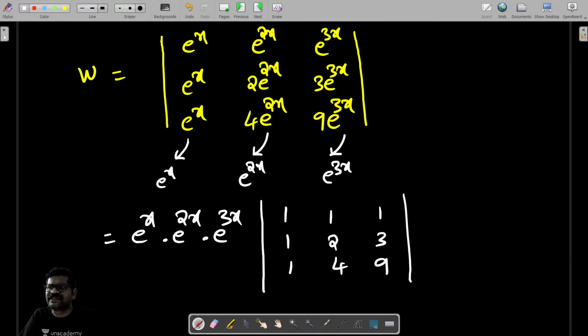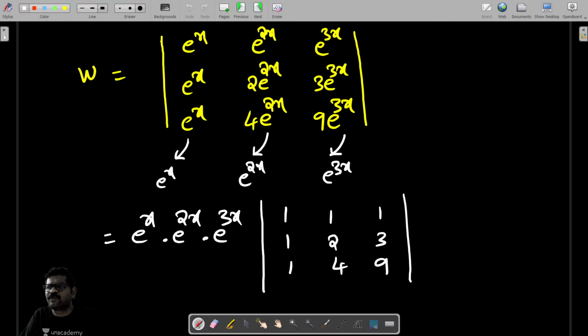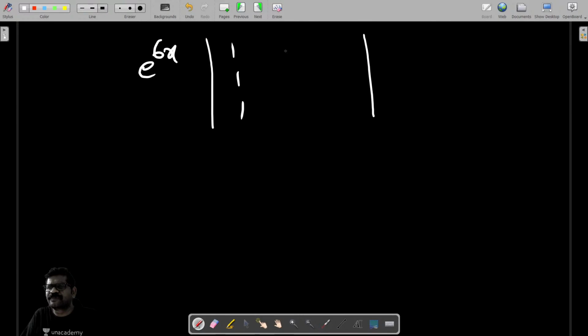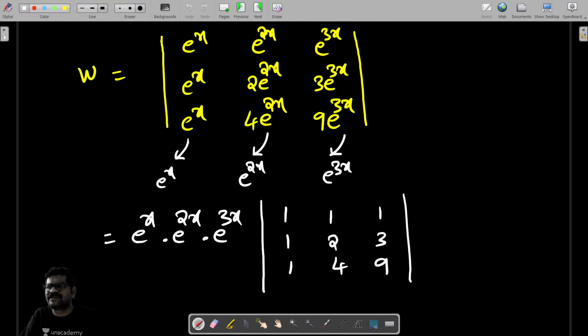Continuation. That is equal to e power x into e power 2x into e power 3x, which is e power 6x, times the determinant 1, 1, 1, 1, 2, 4, 1, 3, 9.